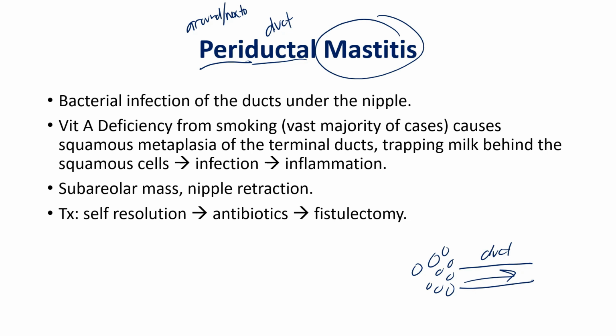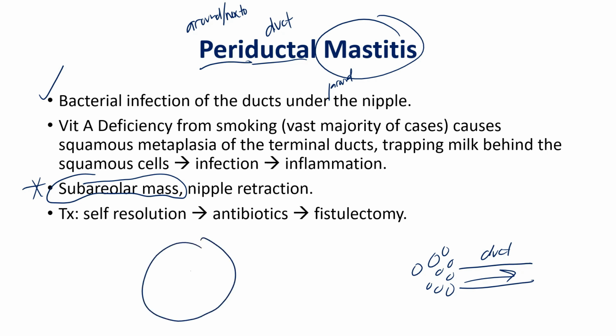So what is the definition of this? This is a bacterial infection of the ducts under the nipple, or sometimes you could say around. You'll often see it described as a subareolar mass. This really confused me, this particular point, and I'm going to explain why. When I saw a subareolar mass, I was assuming, when you look at a breast, here's a breast with the areola and the nipple, I was assuming, oh, the mass itself must always be underneath the areola. It must always be down here.